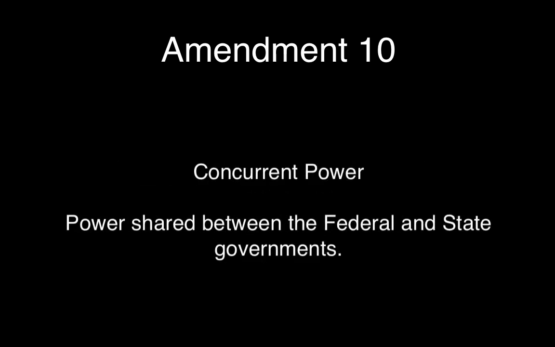The power to tax is given to Congress, but there is nothing limiting states from taxing. Therefore, states can tax as well. This is a concurrent power. However, the Constitution is silent on how old you need to be to obtain a driver's license. This is a reserved power of the state. Each state gets to decide what age is appropriate for their citizens.